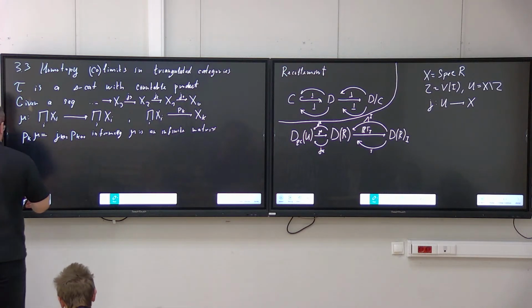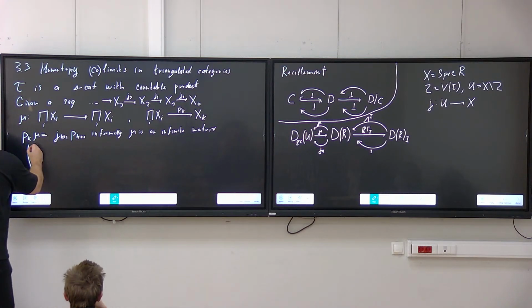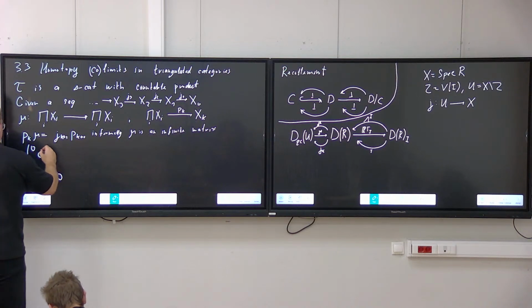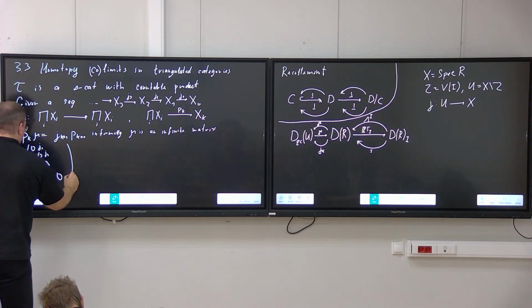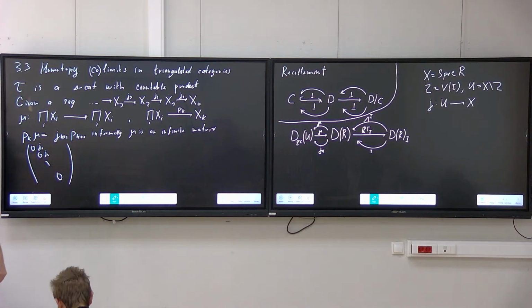Yeah, so the matrix that I want to write, I want to have zeros everywhere. I'm going to write zeros on the diagonal, but above the diagonal I have j1, j2, etc. All other entries are 0. And that's an infinite matrix because it's an infinite product.